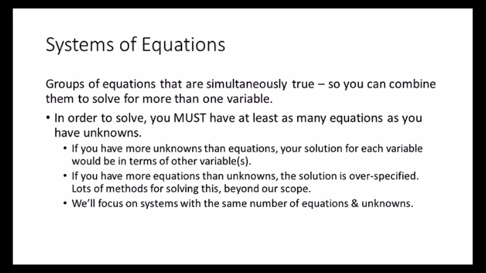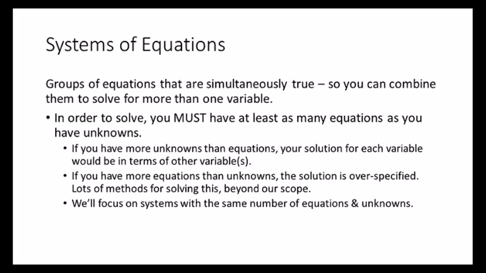So if you think about it, what happens under these other scenarios? What if we don't have the same number of equations as unknowns? If you have more unknowns than you have equations, you're not going to be able to solve the system. You will end up with an expression for some of your variables, but they will always be in terms of other variables. If you have more equations than unknowns, you have a solution that's overspecified.